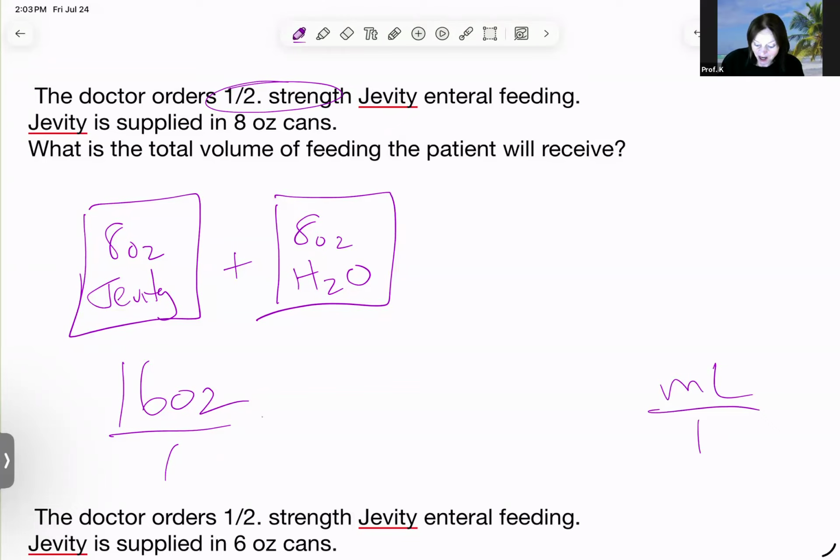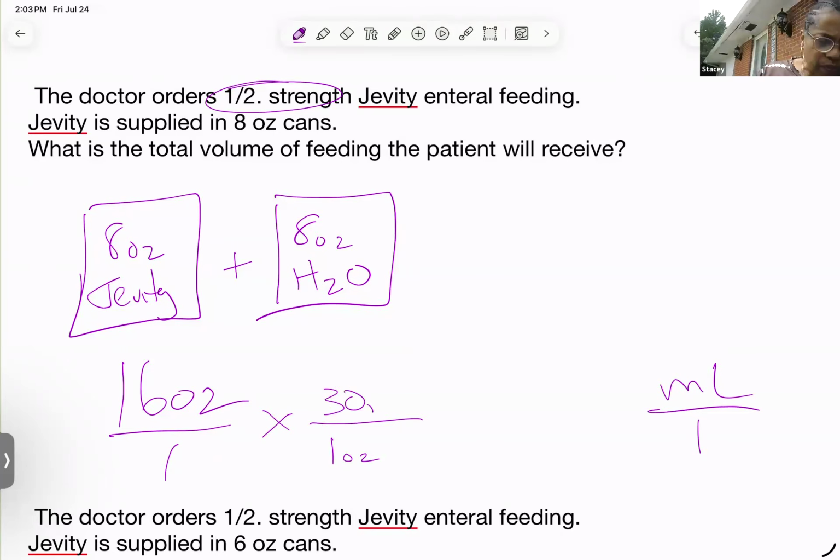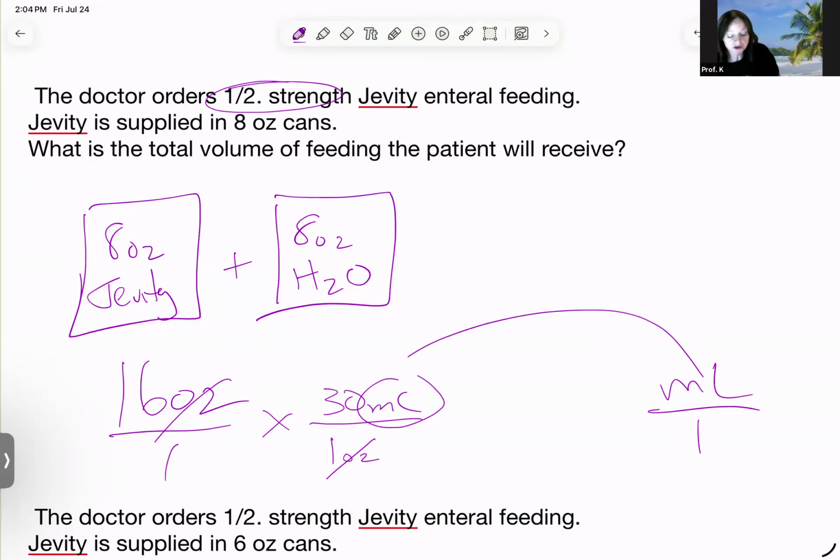Let's just go through it. How do I get rid of ounces to milliliters? 1 ounce is 30 milliliters. And that leaves me with milliliters in the numerator. So 16 times 30 is 480 milliliters total volume.